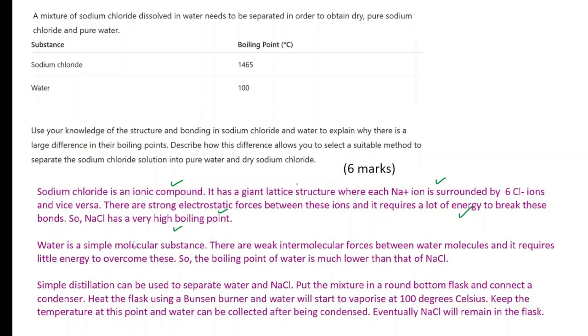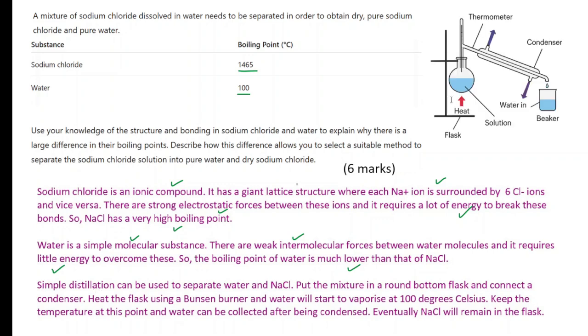Water is a simple molecular substance. There are weak intermolecular forces between water molecules, and it requires little energy to overcome these. So, the boiling point of water is much lower. Look, we are comparing 1465 of sodium chloride with 100 for water, significantly less. Now, what's the separation technique? That would be simple distillation.